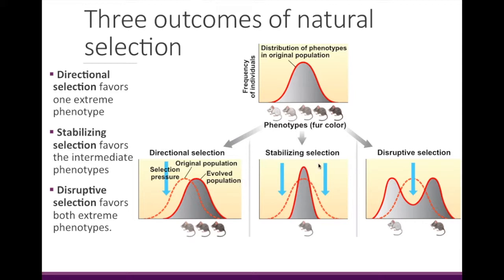Stabilizing selection selects for the intermediate trait, and it selects against both of the extremes. This might happen if the mouse lived in an area of mostly grayish rocks. The black mice and the white mice would both stand out and be easily seen on the rocks, but the gray mice in the middle would be relatively camouflaged, and they would be selected for. You can see that the bell curve here, instead of shifting one way or the other, gets narrower and taller.